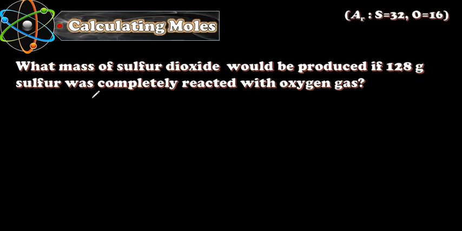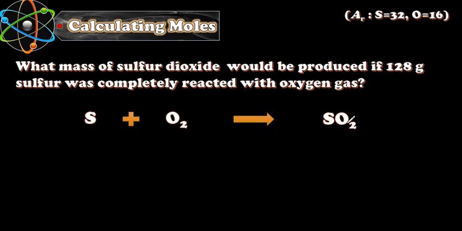Here we're going to look at another example. It says, what mass of sulfur dioxide would be produced if 128 gram of sulfur was completely reacted with oxygen gas? So we are going to write the chemical equation. And how do we write it? Here we have "would be produced," so this is the product, sulfur dioxide, and the reactants are sulfur and oxygen. So we're going to say sulfur plus oxygen gives you sulfur dioxide.